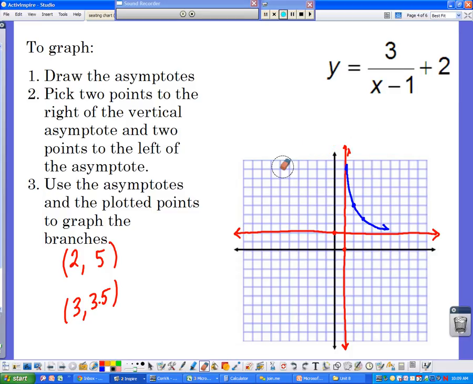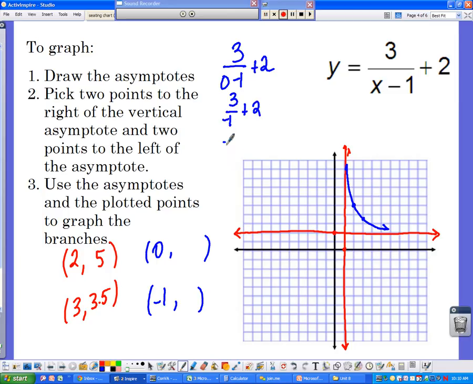So now we need to pick 2 points that are on the right of the asymptote. Oh, I'm sorry, on the left of the asymptote. So we're going to pick 0 and negative 1. So if I pick 0, I'm going to get 3 over 0 minus 1 plus 2, which is 3 over negative 1 plus 2. That gives me a negative 3 plus 2, which gives me a negative 1. So 0, negative 1 is my first one.